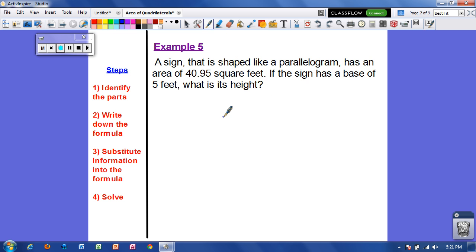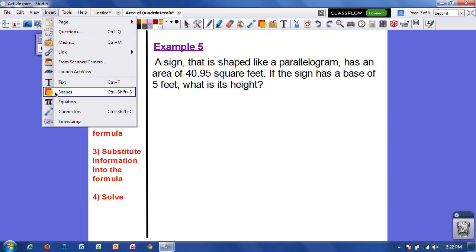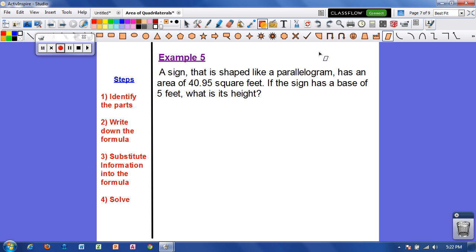Alright, example 5 says a sign that is shaped like a parallelogram has an area of 40.95 square feet. If the sign has a base of 5 feet, what is its height? Alright, so what I'm going to do is draw a picture. So I'm going to put a parallelogram in here.